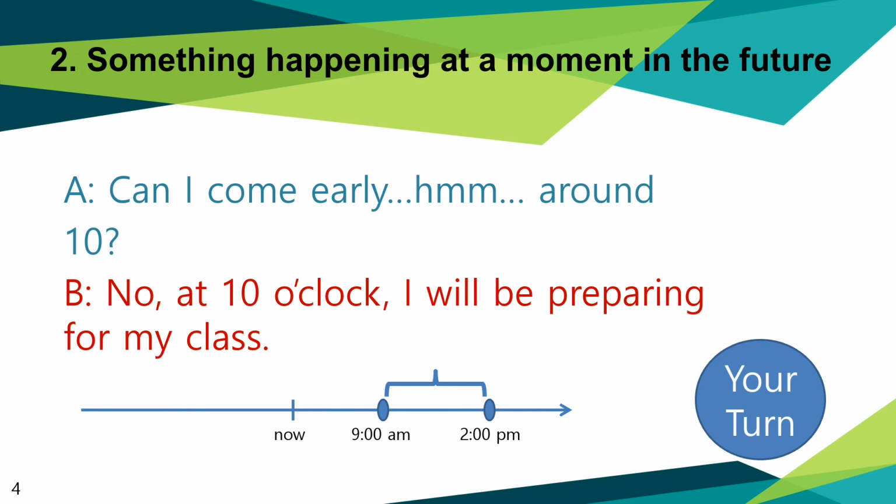So at that time you will be preparing for the class, right? So remember that the continuous tense talks about a duration of time, right? So I will be preparing for my class at that time means that you will have started preparing before 10 o'clock and you will continue preparing after 10 o'clock. Pause the video here and make similar sentences of your own.